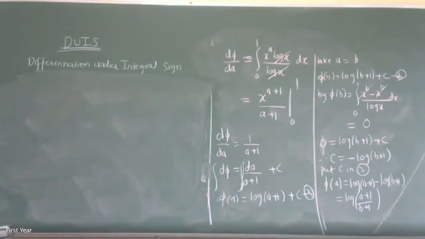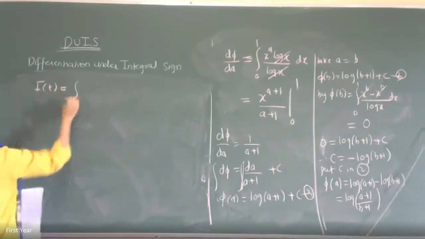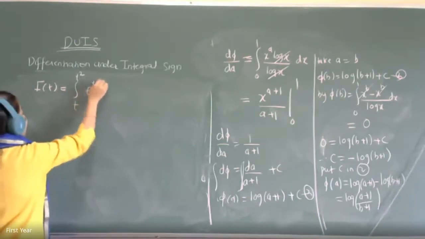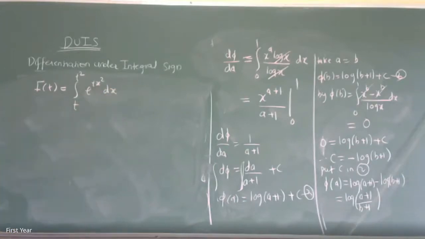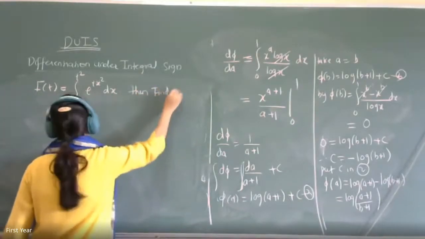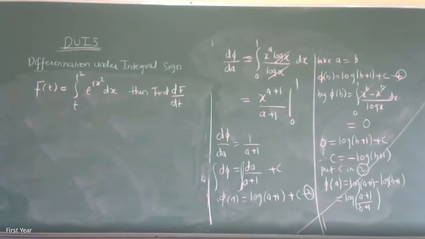So take down the question itself directly. If f of t is equal to the integration from t to t square of e raised to tx square dx, then find df by dt. The integration is easy actually, there's nothing difficult in it. But they have asked you in the question only to find df by dt. So you have to use Leibniz's rule too.